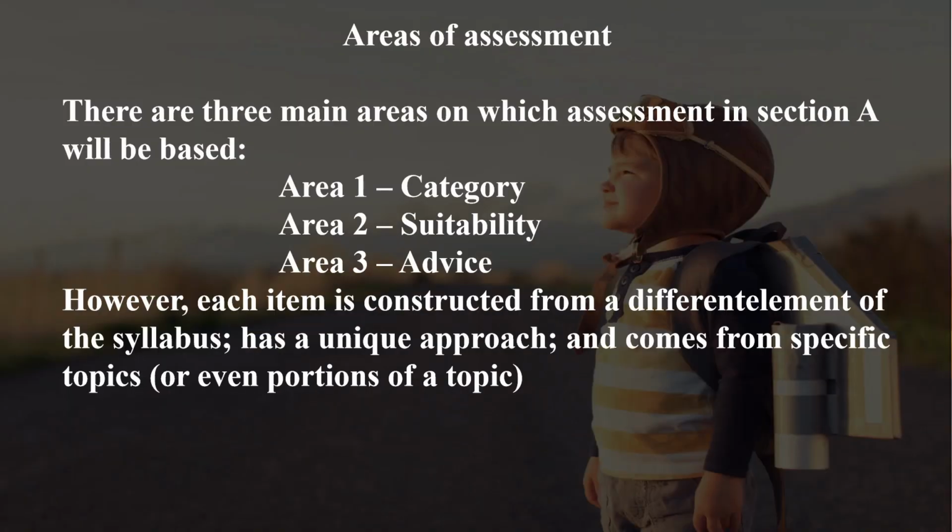Now, what are the areas of assessment? There are majorly 3 areas on which you'll be assessed in section A. The first area is categorizing, the second area is suitability, and the third area is giving advice. However, each item is constructed from different elements of construct from the syllabus. It has a unique approach and comes from a specific topic or even portions of a topic.